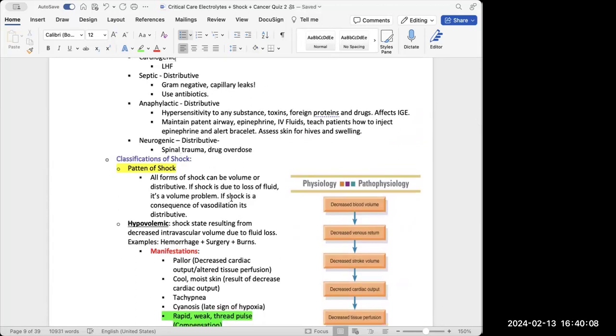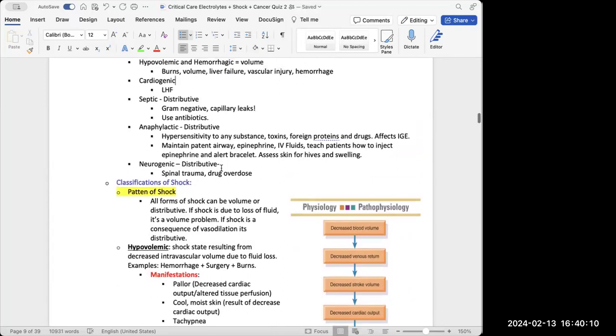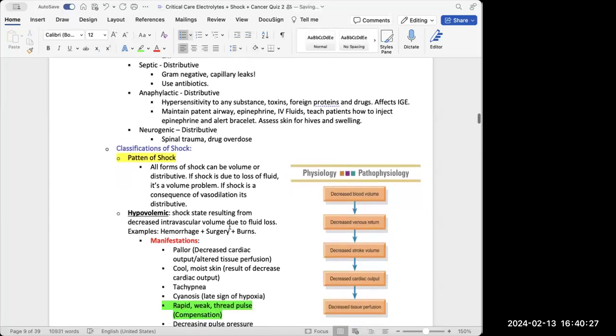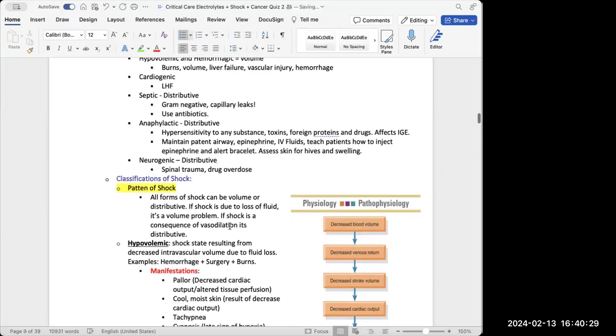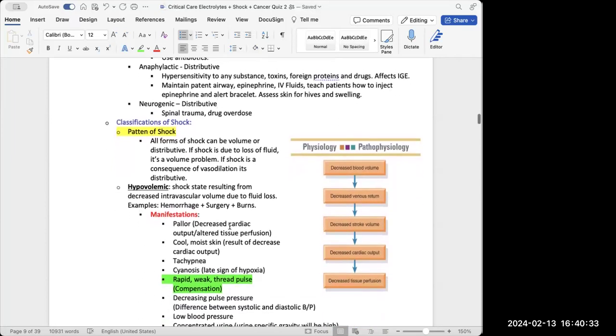I think in her review, she did say it was distributive. I thought so. I don't know. I thought I heard that somewhere, and then I'm seeing on CoursePoint it's different. So I feel like I'm going to get confused, but since I know for sure septic, anaphylactic, and neurogenic are distributive, I think I'm just going to go by that. I think it's distributive for one reason. If it's not corrected, the outcome results in DIC.